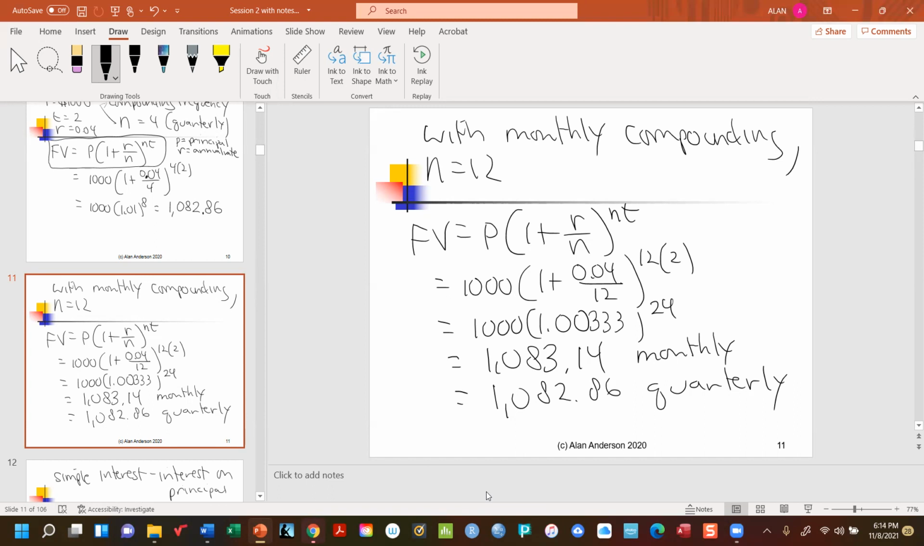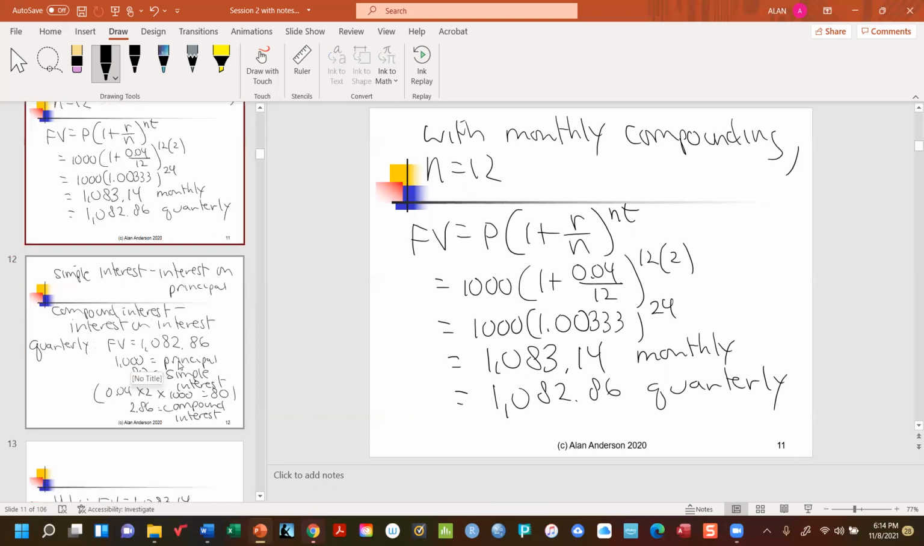So with monthly compounding, we end up with $1,083.14 instead of the original $1,082.86. So it's a little bit more. It's not a lot more, but it's enough. In other words, if somebody offered you the choice of those two amounts, you would certainly always take the 1,083.14. Now, this raises an interesting question. Why do we get more money with monthly compounding than quarterly compounding?